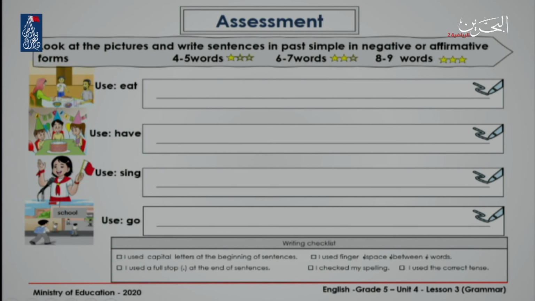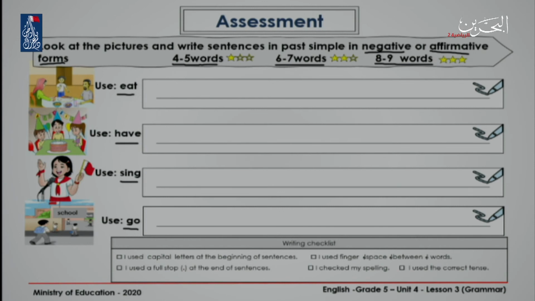Now it's time to practice. You have to look at the pictures and write sentences in past simple and negative or affirmative forms. Next to each picture, you have the verb that you should use. If you write 4 to 5 words, you earn 1 star. If you write 6 to 7 words, you earn 2 stars. And if you write 8 to 9 words, you earn 3 stars.